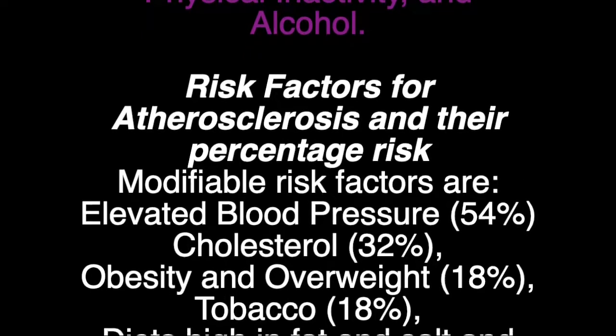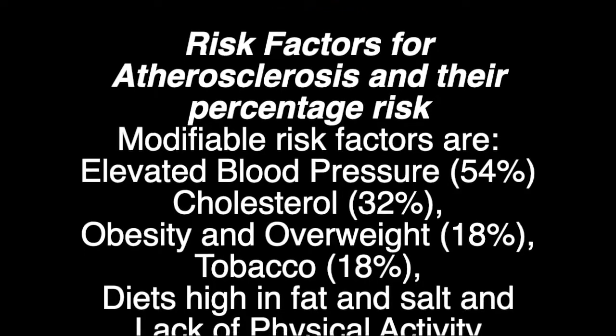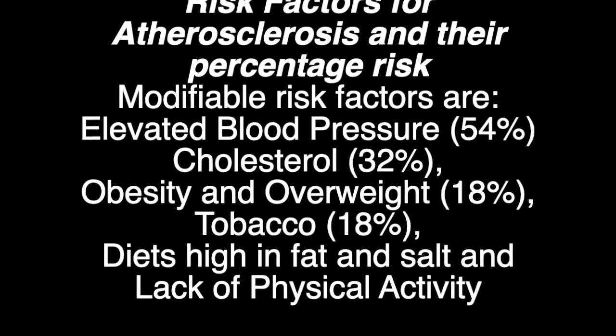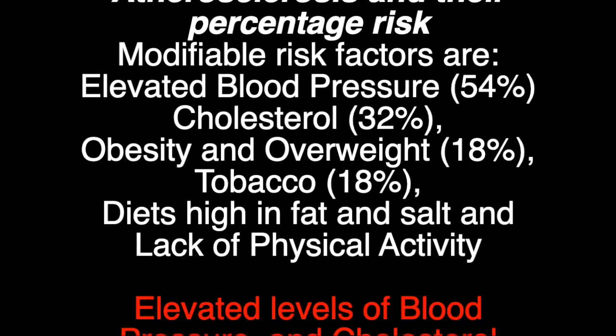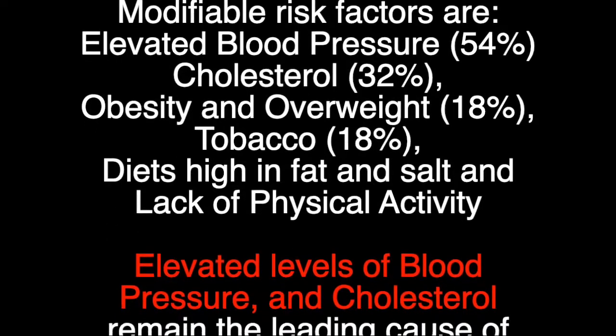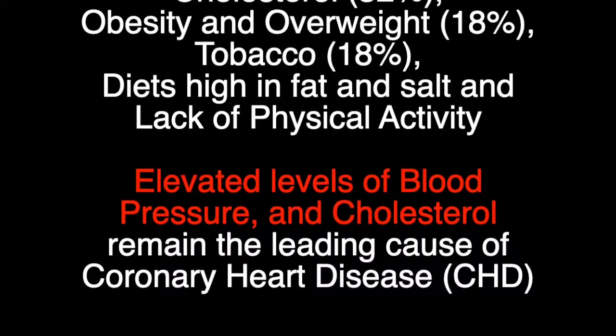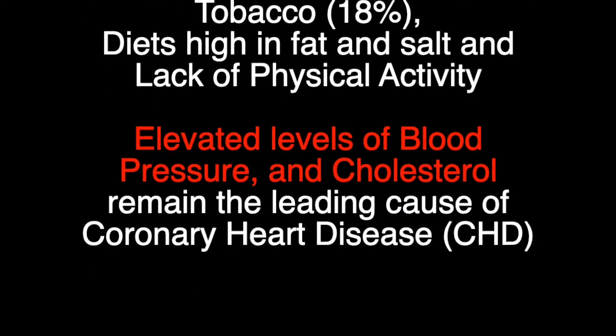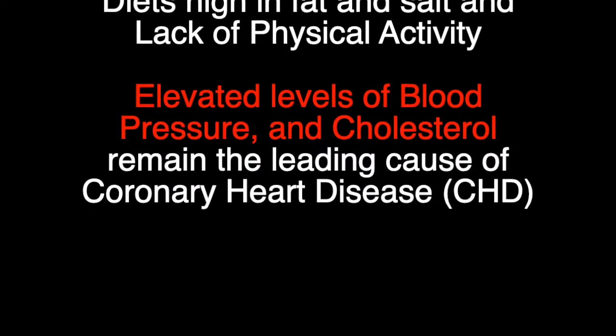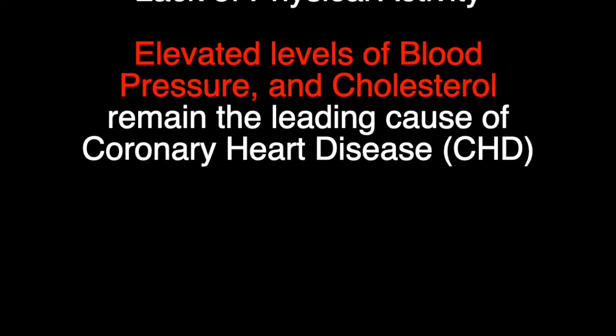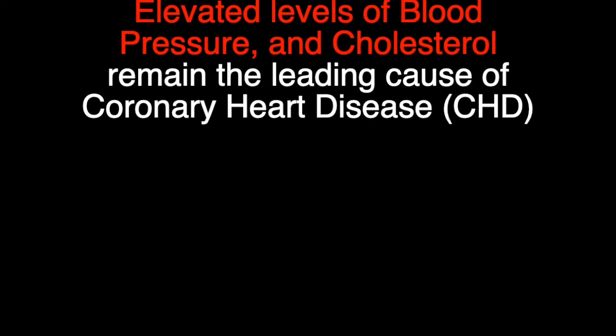The risk factors for atherosclerosis and their percentage risk are, the modifiable risk factors: elevated blood pressure, 54% risk, cholesterol, 32% risk, obesity and overweight, 18%, tobacco, 18%, diets high in fat and salt, and lack of physical activity. Elevated levels of blood pressure and cholesterol remain the leading cause of coronary heart disease. Now we will look into these risk factors.